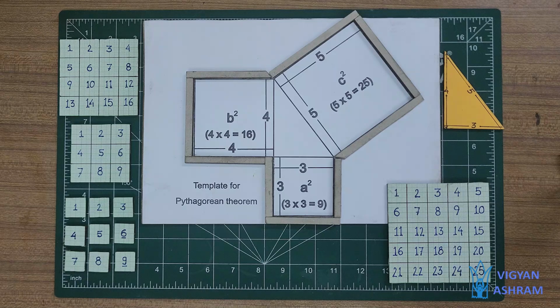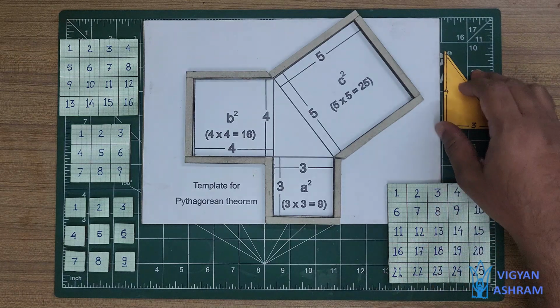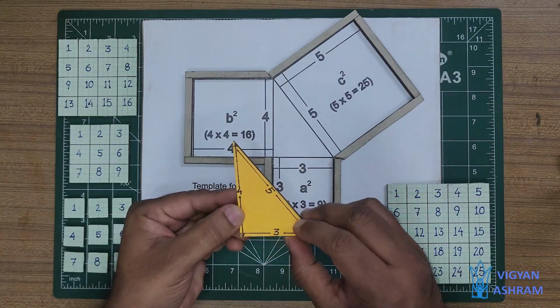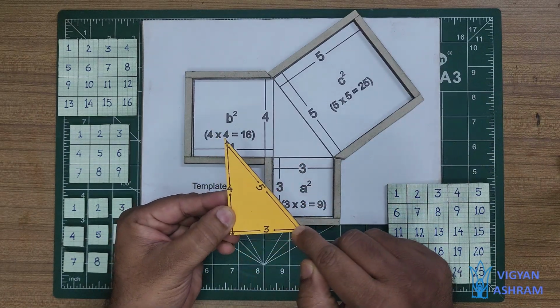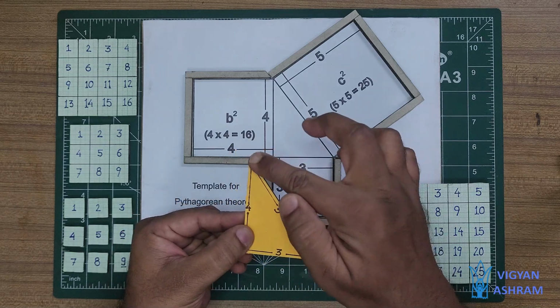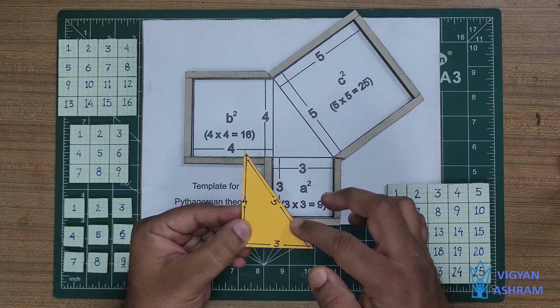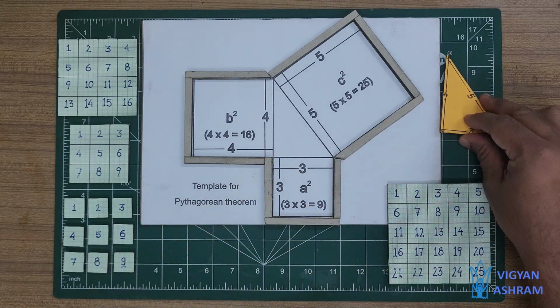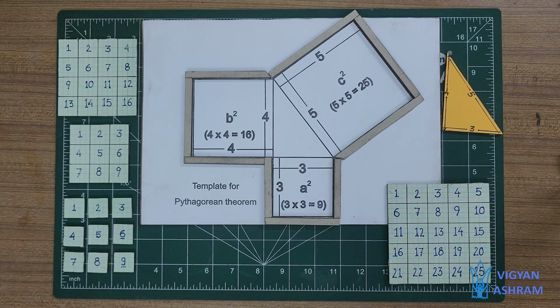In this project, we are going to demonstrate the working principle of the Pythagorean theorem. As the Pythagorean theorem suggests, the sum of the square of the base and the square of the height of a triangle equals the square of the length of the hypotenuse. We are going to prove this principle using this project.